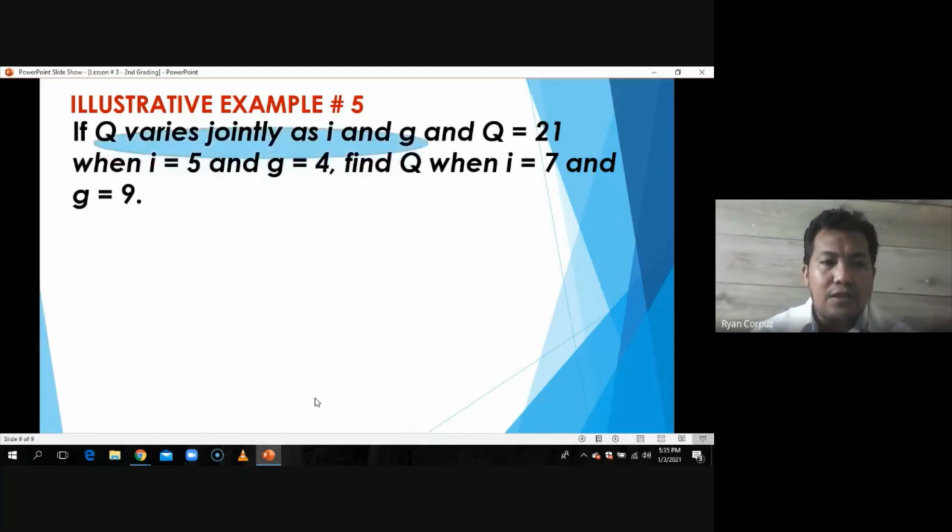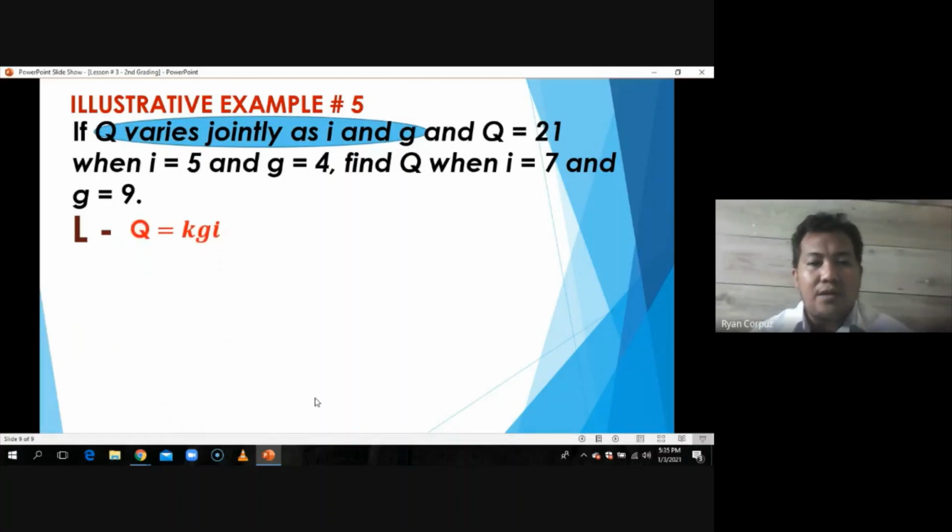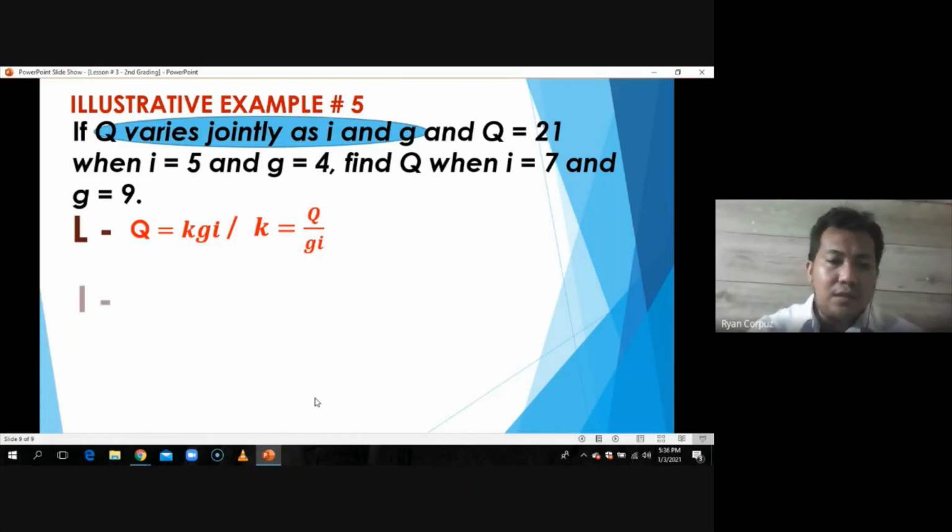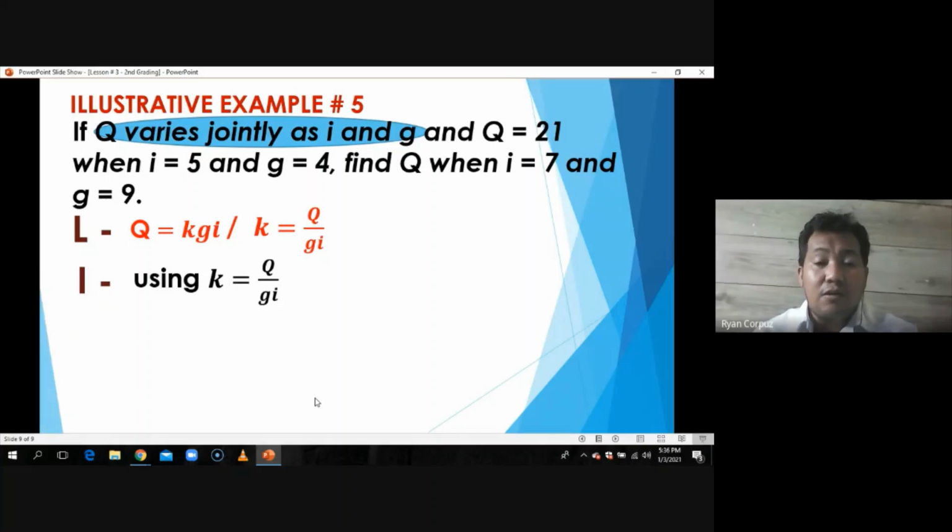So the statement of variation is Q varies jointly as I and G. Let's translate that into symbols using the first step. The direct translation, the same as we read it, would be Q is equal to KGI, because G comes first before I in the alphabet. Then its translation in terms of K would be K is equal to Q over GI. Then, using the second form equation, solve for K, or the constant of variation, using the complete values of Q, I, and G in the problem. So Q is 21 when I is 5 and G is 4. That will be 21 over 5 times 4.